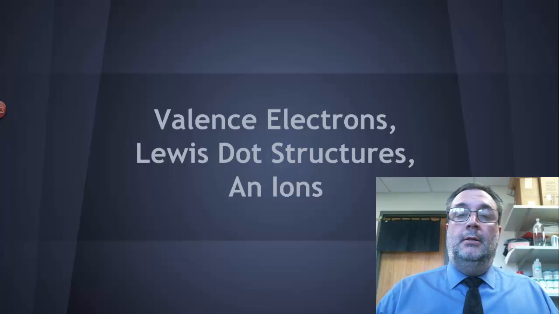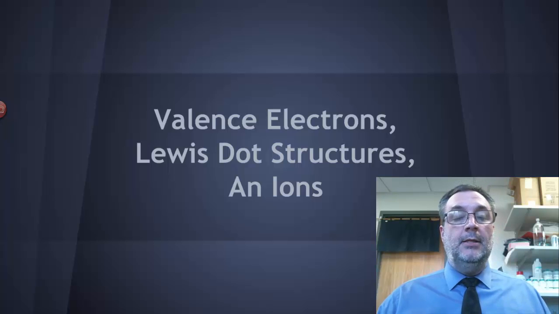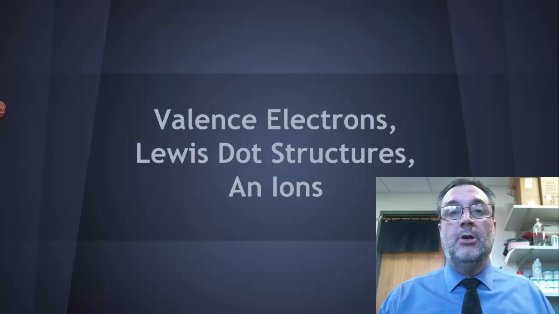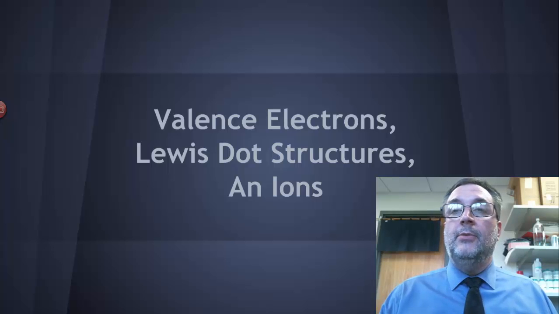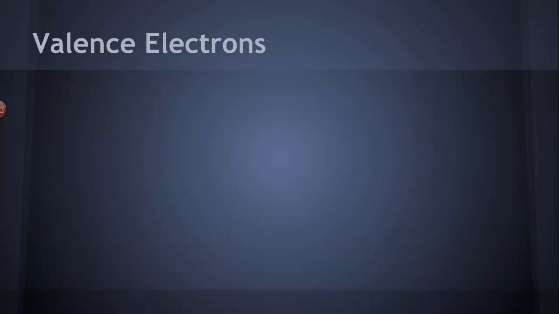Okay, we're going to take a look at some simple topics all having to do with electrons so that we can get at an understanding of how atoms bond together. So we're going to look at valence electrons. Those are the important electrons in an atom. We're going to look at how we can represent those visually using something called a Lewis electron dot structure. And then finally, we're going to see about ions, because ions are really some of the beginnings of learning about chemical bonding. Okay, so let's start with valence electrons.